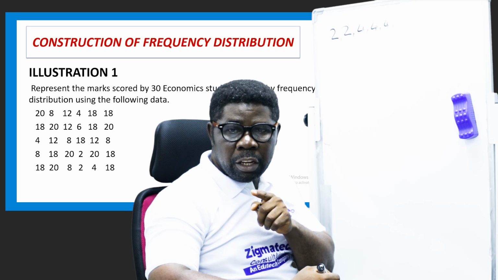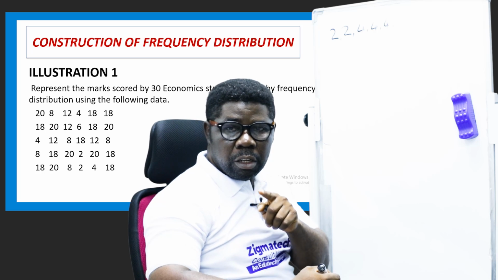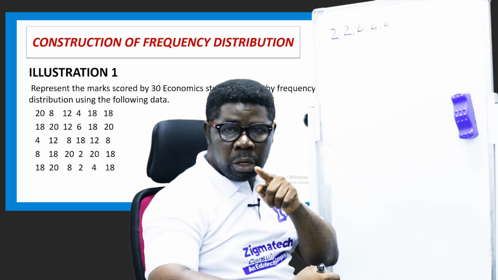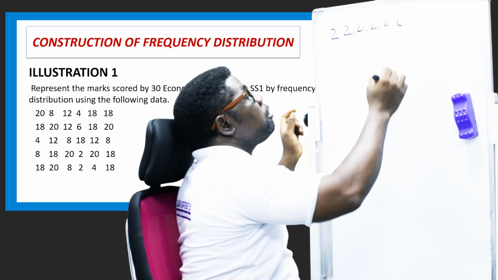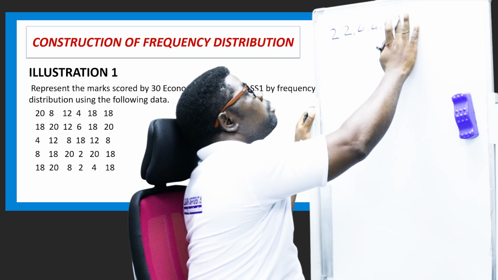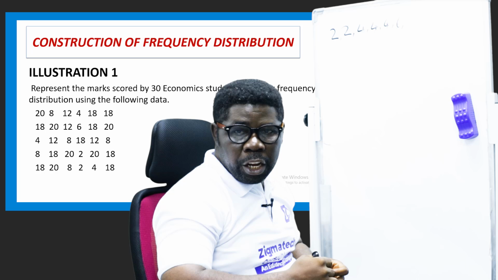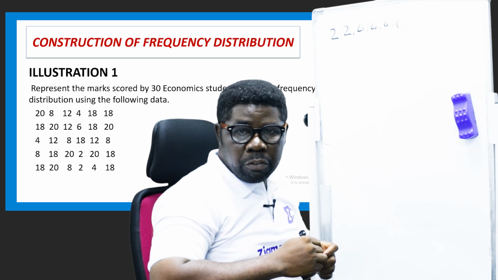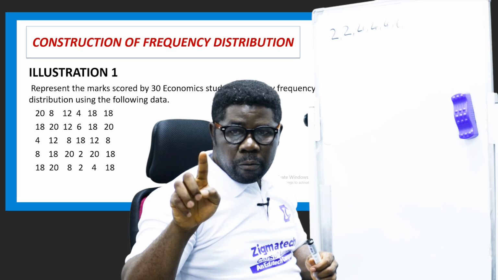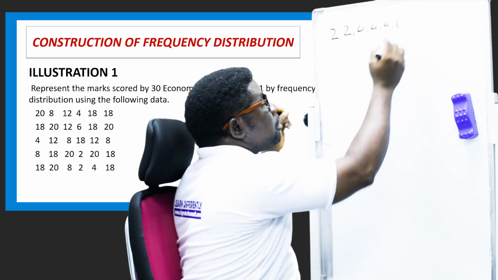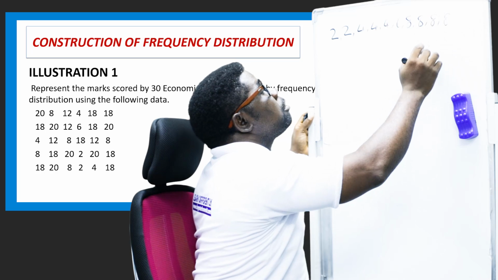Then the next number we have is 6. How many 6s do we have? Just one 6. Next number is 8. How many 8s do we have? 1, 2, 3, 4. So we'll write 8, 8, 8, 8.